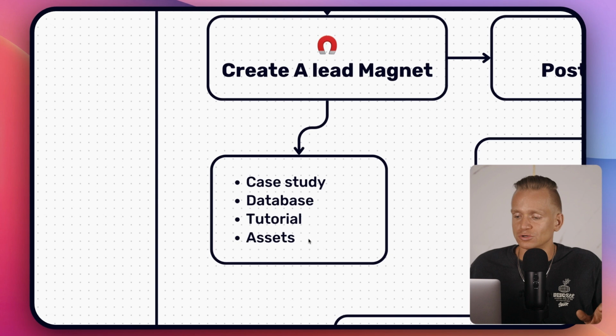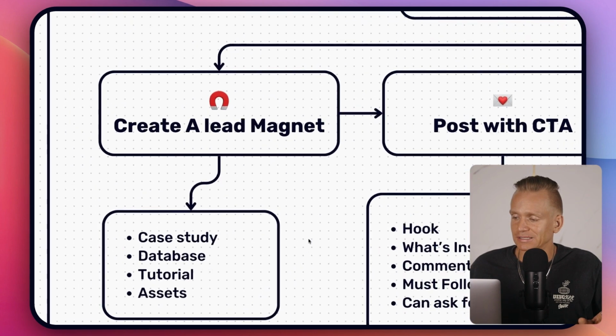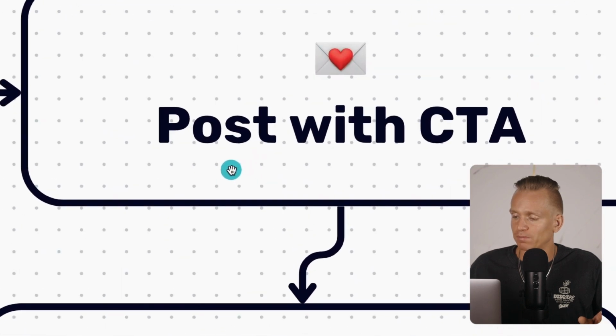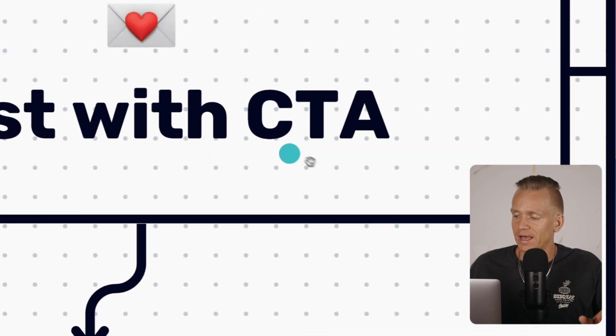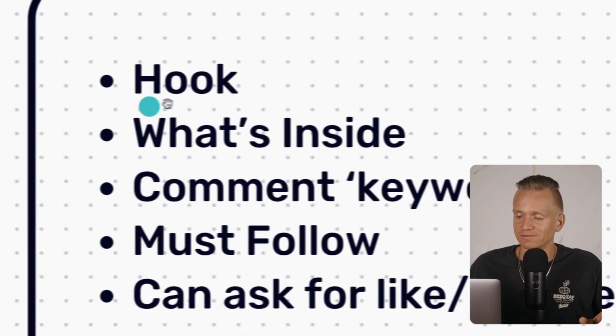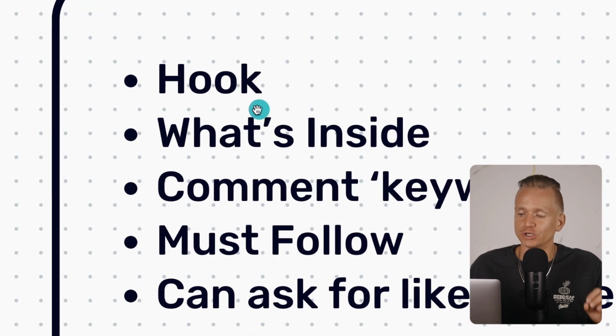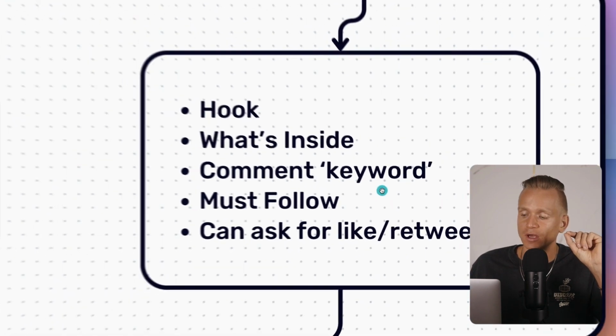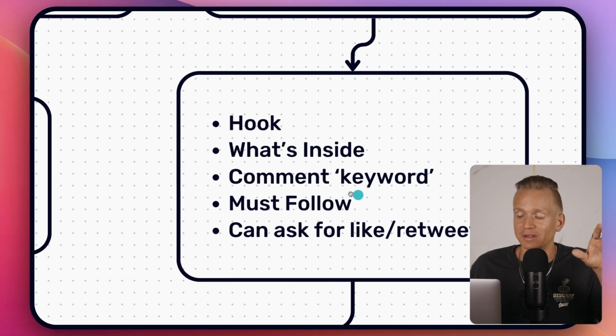So once you've got your lead magnet done, the next step is you want to basically post a post with a CTA. The way this looks is, first of all, you need some sort of good hook to hook your audience. Then you explain what is within this lead magnet that you are giving away. And then you need to ask people to comment a specific keyword.